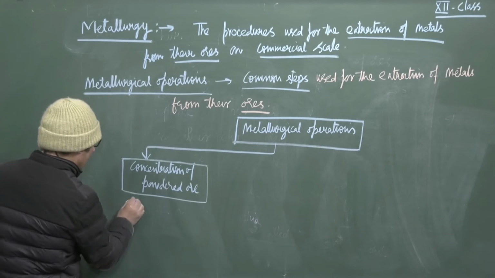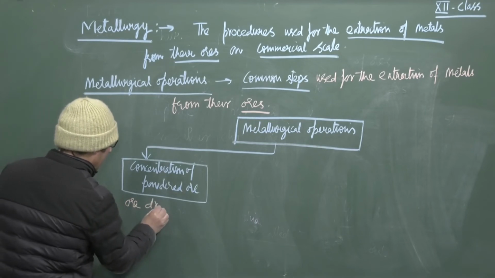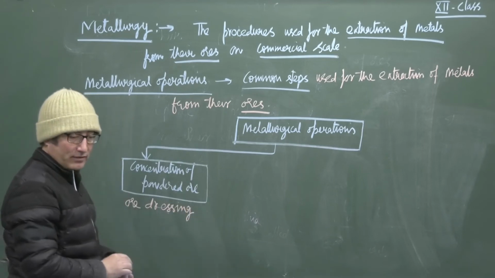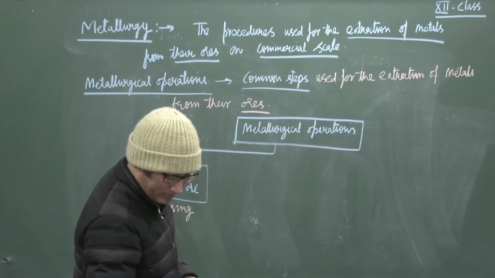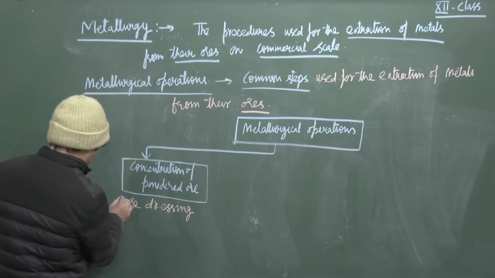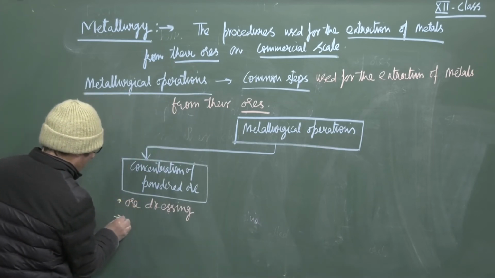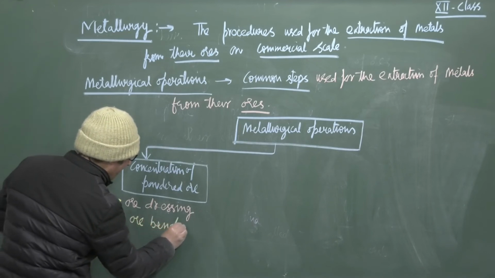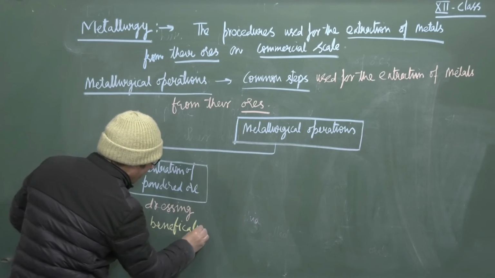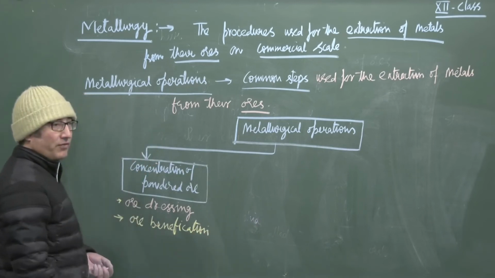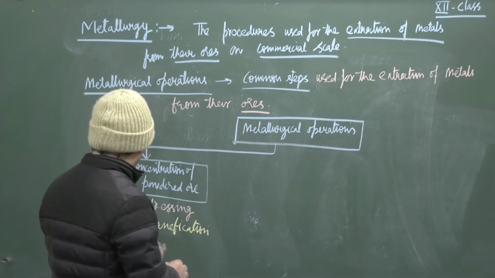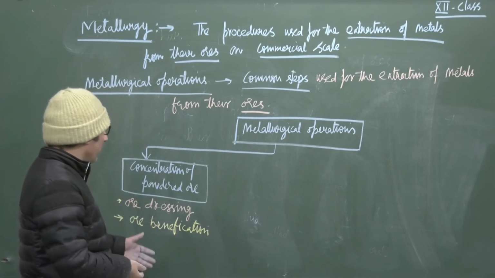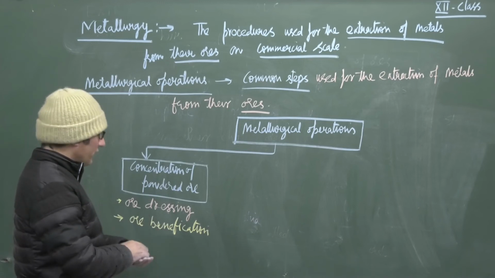This concentration of ore has one more name. It's called ore dressing. This is an alternate name. Then it's also called ore beneficiation. This is the first metallurgical operation. I'll explain this and the different methods that are used for ore beneficiation or ore concentration.